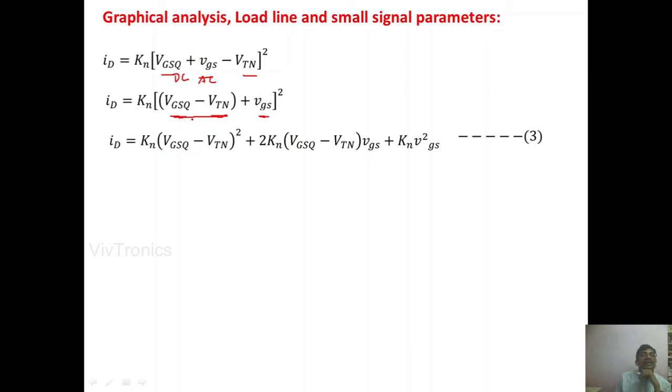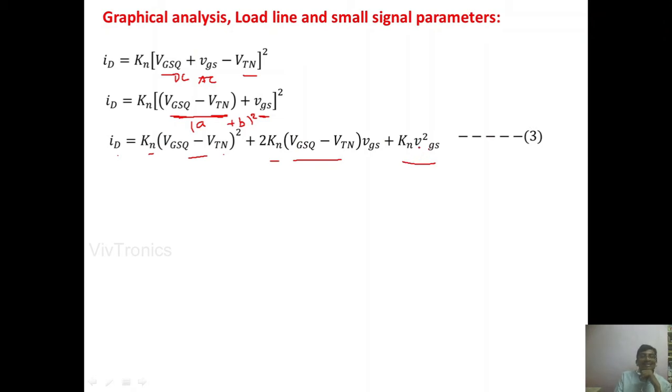So in this one, this is looking like (A plus B) whole square. Expanding the above term, ID is equal to Kn into (A square plus 2AB plus B square). Like this we are expanding that. So here, Kn into (VGSQ minus Vtn) whole square, plus 2 into Kn into (VGSQ minus Vtn) into VGS, plus Kn into VGS square is the equation.